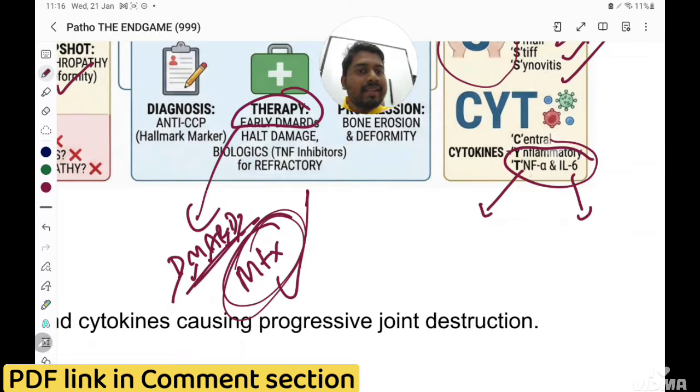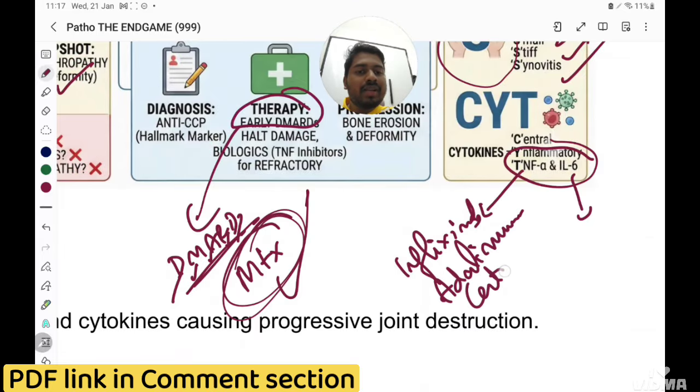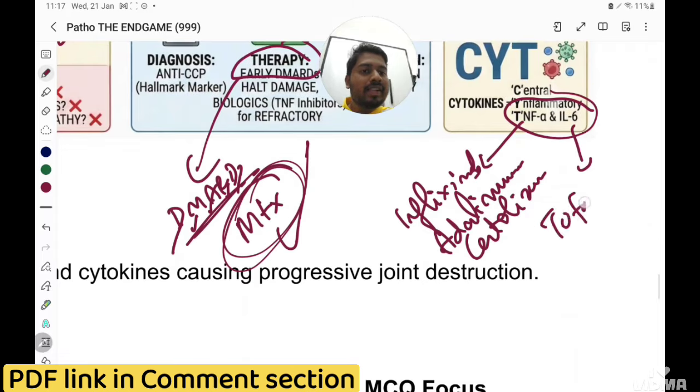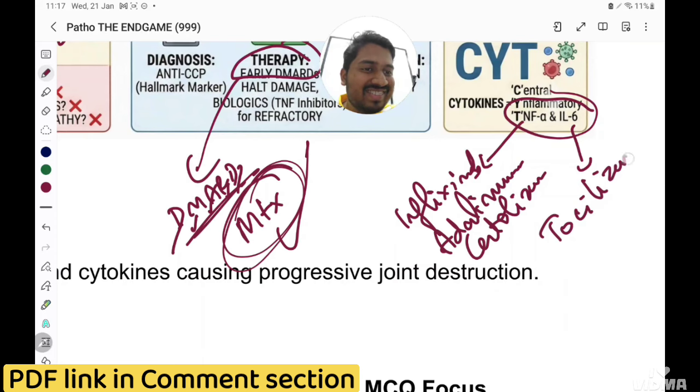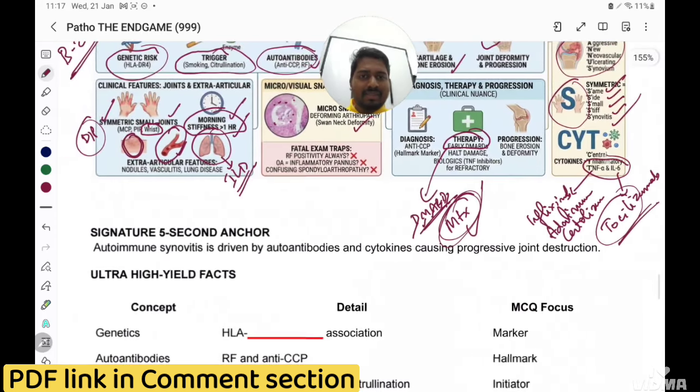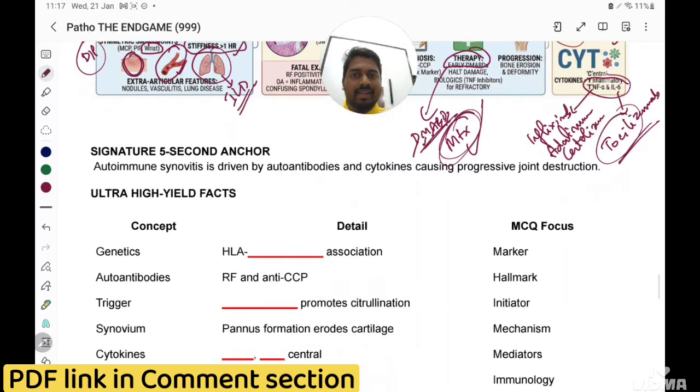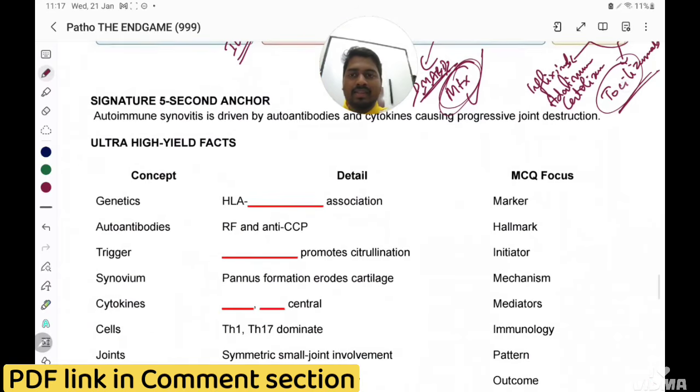Then we have TNF alpha inhibitors like infliximab, adalimumab, and certolizumab. And for IL-6 we have tofacitinib. Sorry, it is not tofacitinib, it is tocilizumab. I always get confused between these. So this is basically the therapy of rheumatoid arthritis. So let's see the MCQs.